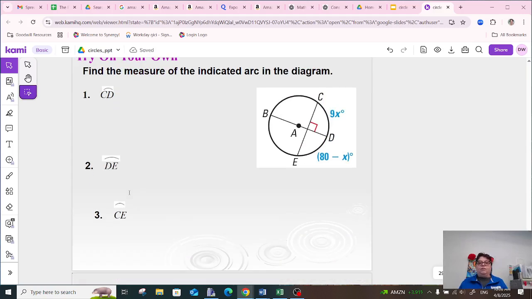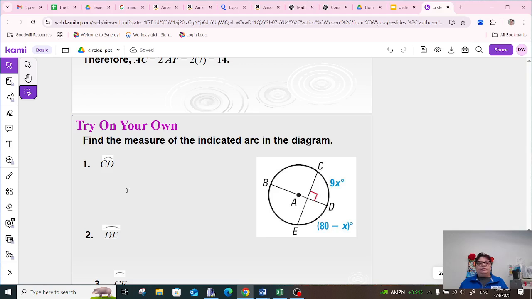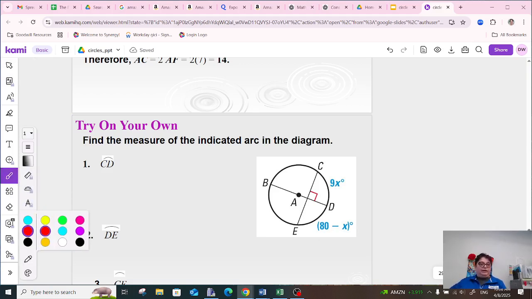Now we're looking at the chords, right? So it says find the measure of the indicated arc in the diagram, and then we're going to have to find x first, and then we substitute in to find the actual measures, correct? If this is the diameter and this is the chord and it is perpendicular, it cuts these two arcs in half. So each of these arcs are what? Equal, right? So I would do 9x is equal to 80 minus x.